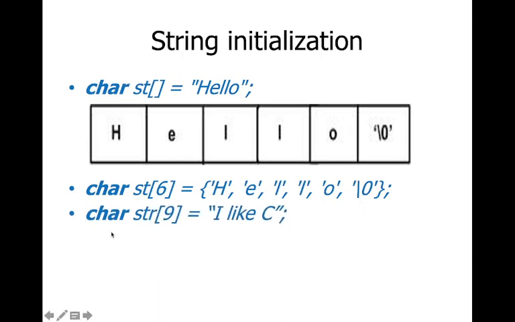Another way to initialize a string is like this: char str of 9 equal to "I like C". Here we are specifying the size, whereas we did not specify the size before. This contains 8 characters: 1, then a space, 2, 3, 4, 5, 6, then a space, 7 and 8. We have to give the size as 9 because the ninth character will be \0.